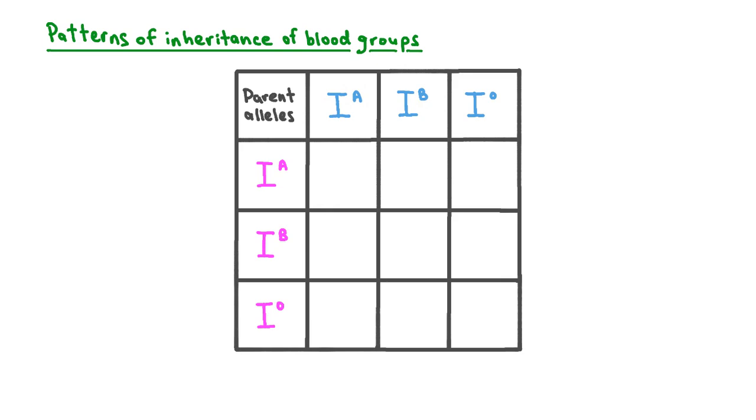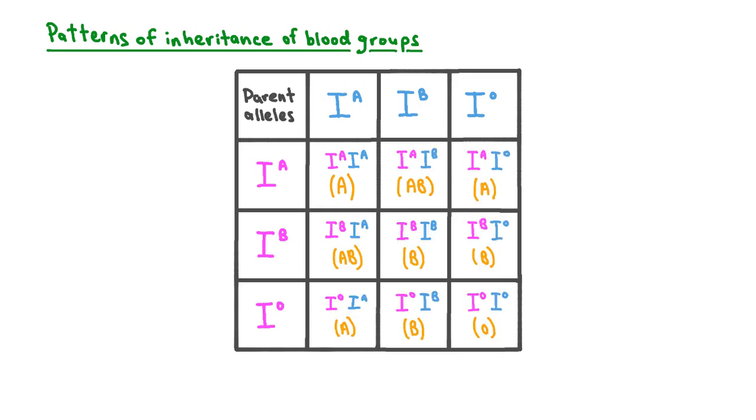Here, we can draw out a Punnett square to see how these different alleles are inherited. The child always inherits one copy of an allele from each parent. The blue alleles are from the biological father, while the pink alleles are from the biological mother. The phenotype of the child, or the corresponding blood group based on the inherited alleles, is shown in orange. The IA and IB alleles are dominant, and they display codominance when inherited together to give the AB blood group. The IO allele is recessive, and you need 2 copies of it to get blood group O.